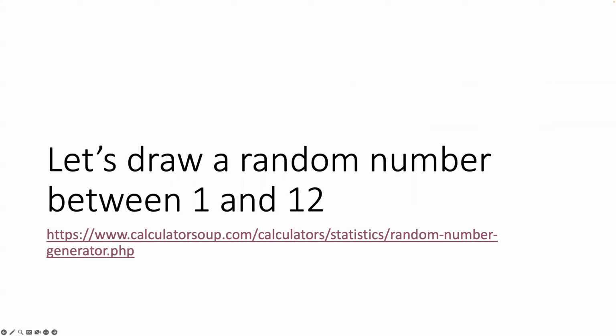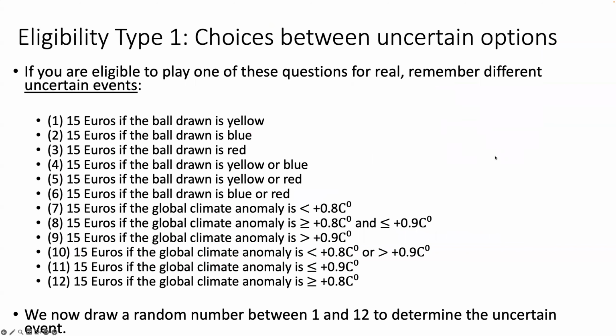Let us see which of the uncertain events corresponded to 6. So take a look. Number 6 is the event that the color of the ball drawn is blue or red. So the relevant option is you get 15 euros if the ball drawn from the box has either color blue or color red.